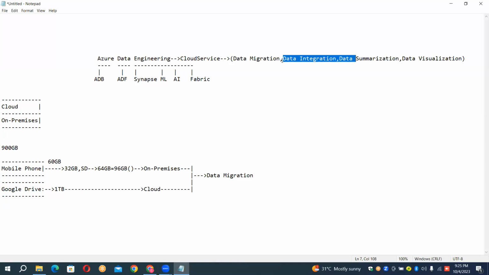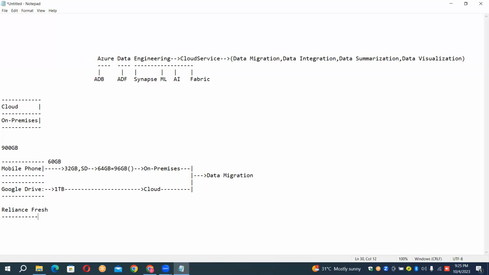Data integration service and data summarization service. To understand this data integration and summarization, guys, I will take another example. So what is this data migration, data integration, etc.? Let's try to understand it with an example. So guys, you are going to a Reliance supermarket or Reliance Fresh.